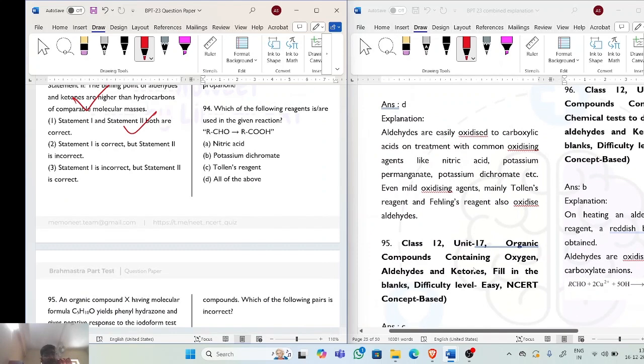Which of the following reagent is are used in the given reaction? Okay, so we are given the aldehyde and we are converting it to an acid group, so we are just oxidizing. Nitric acid can be used as an oxidizing agent, yes. Potassium dichromate, yes, we can use. Tollens reagent is also used as an oxidizing agent, and it is a weak oxidizing agent, but still it can oxidize to carboxylic acid group, hence option number D is our correct answer.